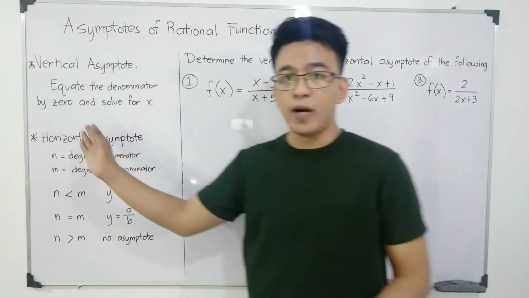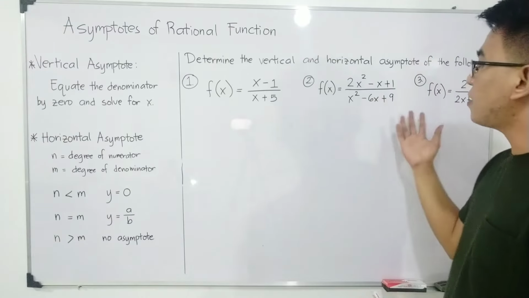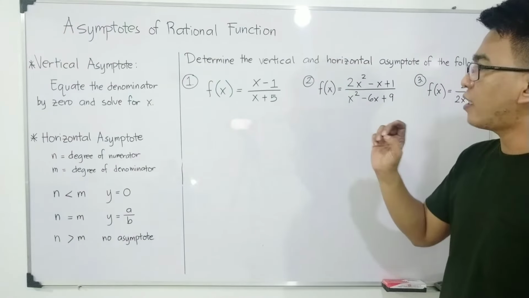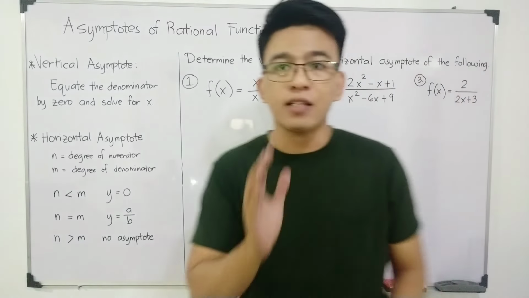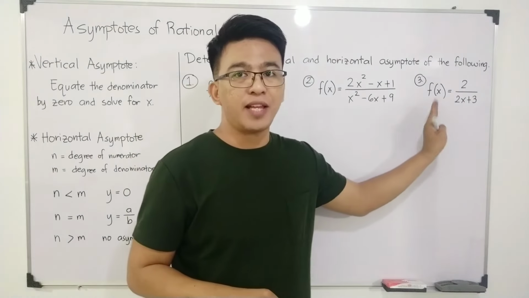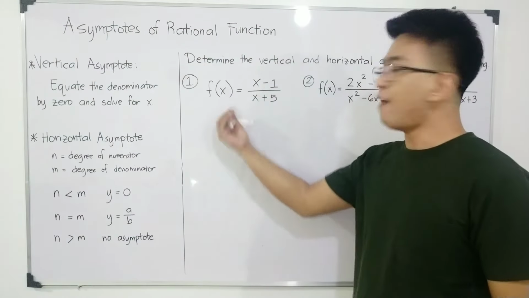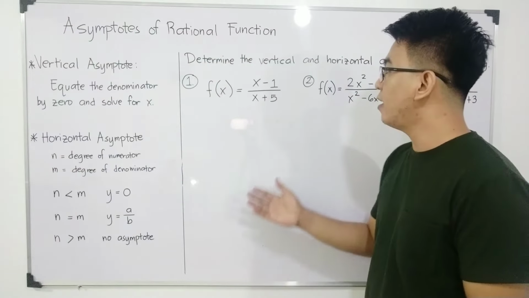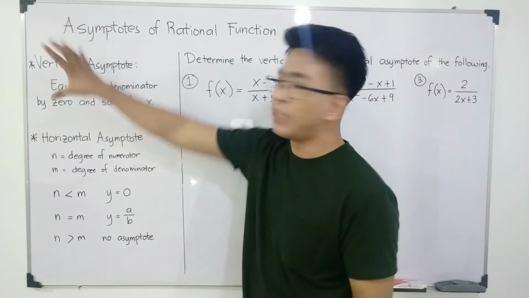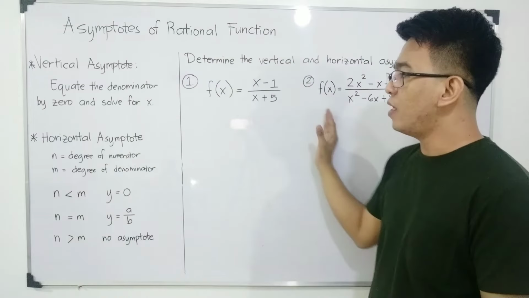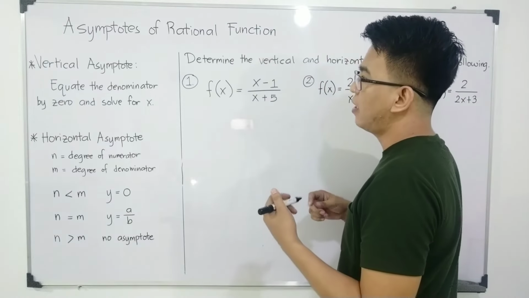So mag-focus muna tayo sa pagkuha ng ating vertical asymptote given these three examples. So by the way guys, sa ating tatlong examples dito, I will only demonstrate how to find the vertical and horizontal asymptote of number 1 and number 2, and I will let you to answer item number 3 as your activity. Okay? So let's try item number 1. We are given the rational function f of x is equal to x minus 1 over x plus 3. And then, ang unahin natin guys is yung vertical asymptote muna ng number 1 and number 2. Sa kanya yung horizontal.